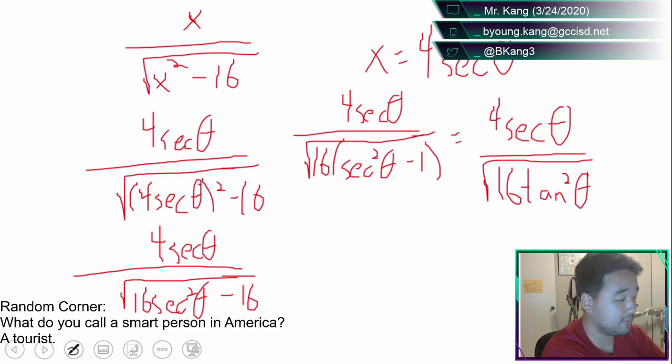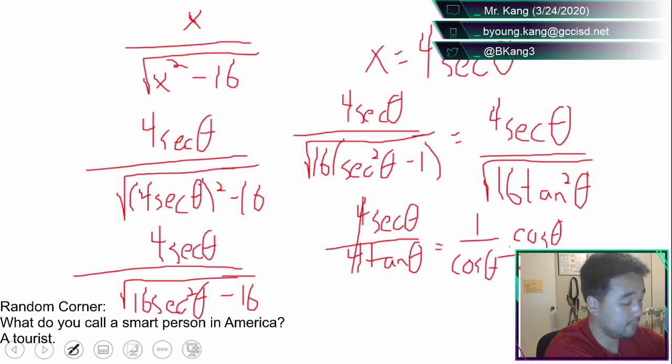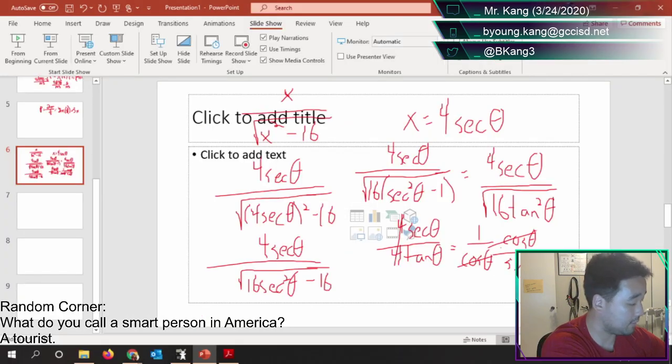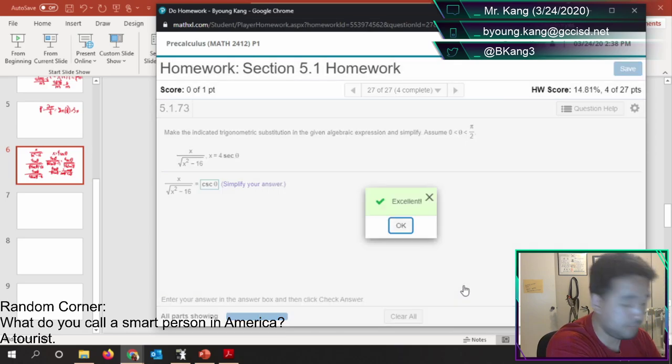So now at this point, we just have some simplifying to do. Next line of work would be 4 secant divided by 4 tangent. 4s cancel here, and you have secant divided by tangent. If you rewrite those in terms of sines and cosines, you end up with 1 divided by cosine times cosine divided by sine. And all you've got left is 1 divided by sine, which either they want that or they want you to write it as cosecant. I'm assuming they want cosecant, but there we go.